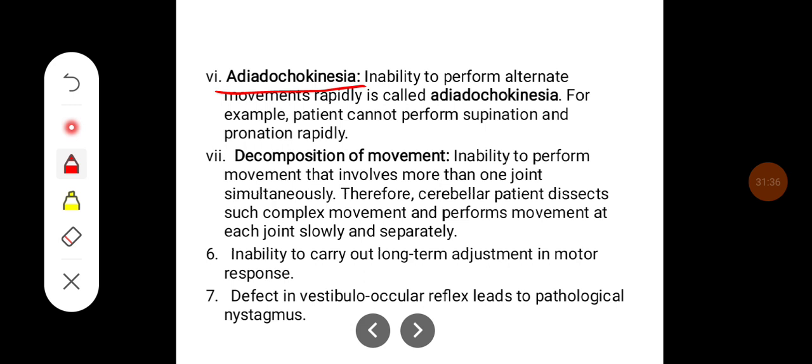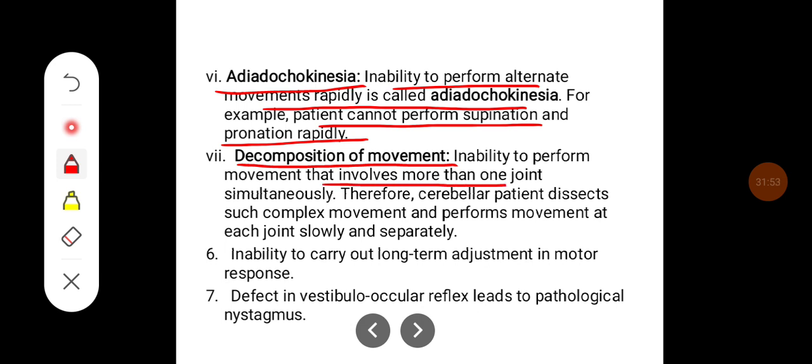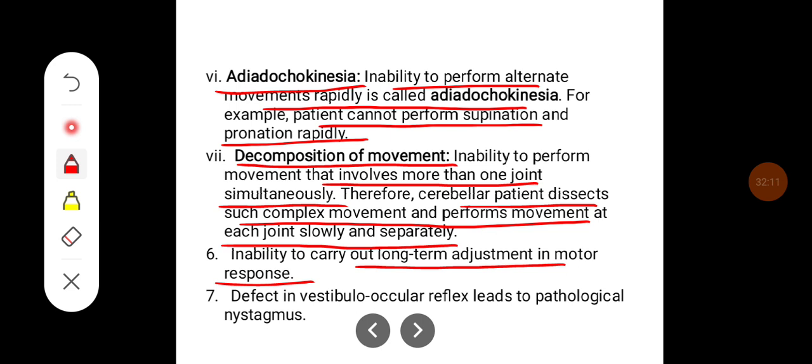There can be adiadochokinesia, inability to perform alternate movements rapidly. For example, a patient cannot perform supination and pronation rapidly. So there can be decomposition of the movement, inability to perform movement that involves more than one joint simultaneously. Therefore, cerebellar patients dissect such complex movement and perform movement at each joint slowly and separately. So there can be inability to carry out long-term adjustment in motor response. So there can be defect in vestibulo-ocular reflex leads to pathological nystagmus.